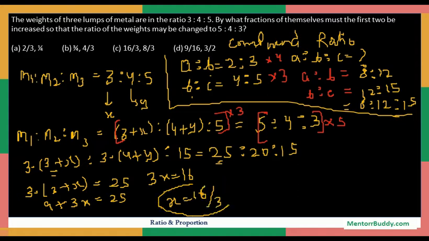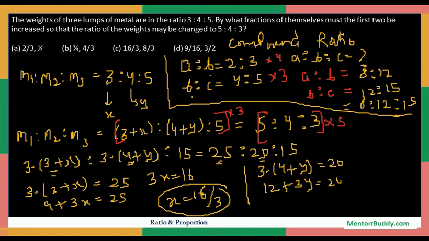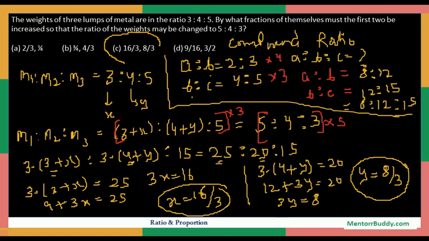Similarly, getting the value of y, equating this value with this value. So 3 into 4 plus y is equal to 20. Solving this, 12 plus 3y is equal to 20. So 3y is equal to 20 minus 12, that is 8. So y will be equal to 8 by 3. So the respective values of x and y will be 16 by 3 and 8 by 3. We can see that is given as option C, that is 16 by 3 and 8 by 3.